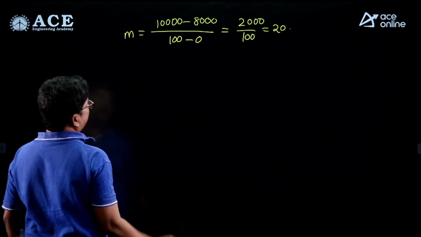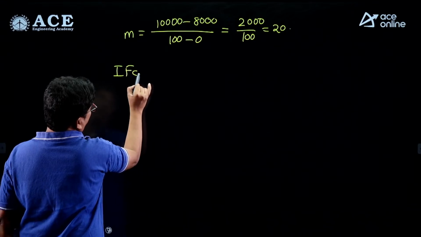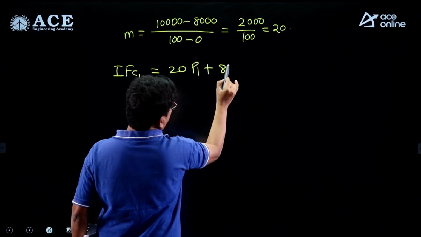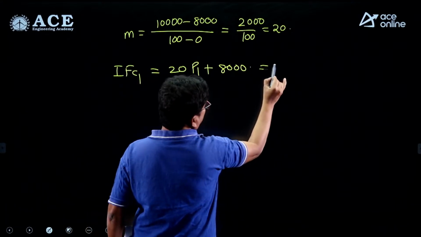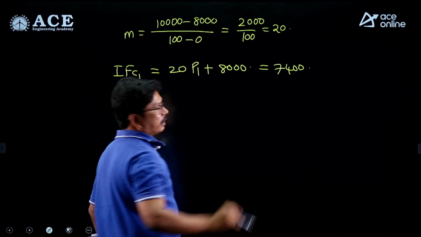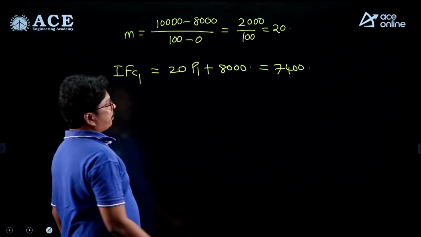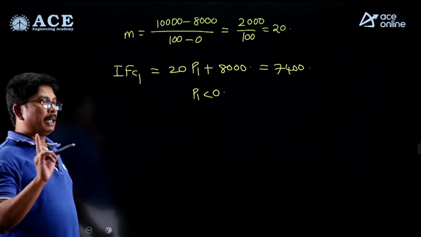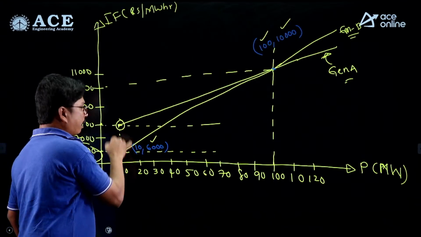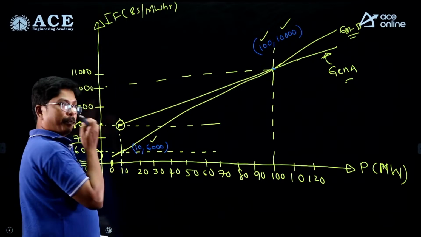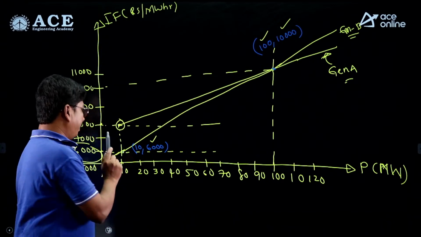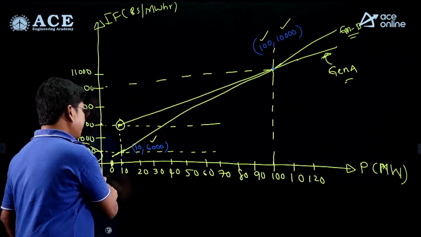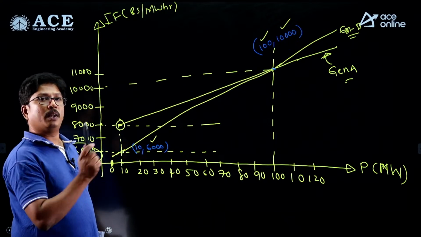So once you got this one, the incremental fuel cost of plant 1 must be equivalent to slope 20 into P1 and starting point is 8,000. And this should be equivalent to 7,400. Students, see here, if you calculate this value, P1 is less than 0. But what is the minimum value of P1? It should be either 10 or 0. It depends on the value what you are having. If it is 10, the total value will be 35 plus 10, it is 45. If it is 0, the total load will be 35 plus 0, it is 35.